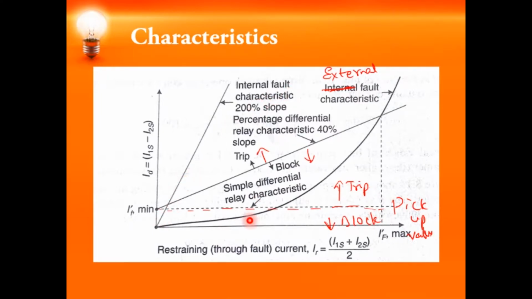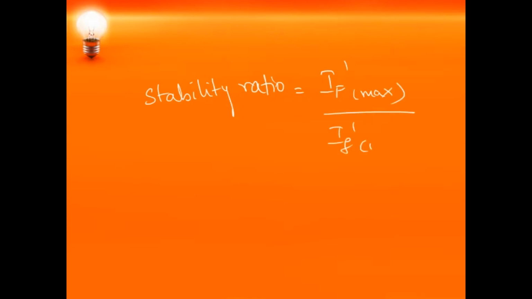So based on this IF dash maximum and IF dash minimum, we define a parameter called the stability ratio. This stability ratio is given by IF dash maximum divided by IF dash minimum. So based on this maximum value and minimum value, we can set our stability ratio, which is S.